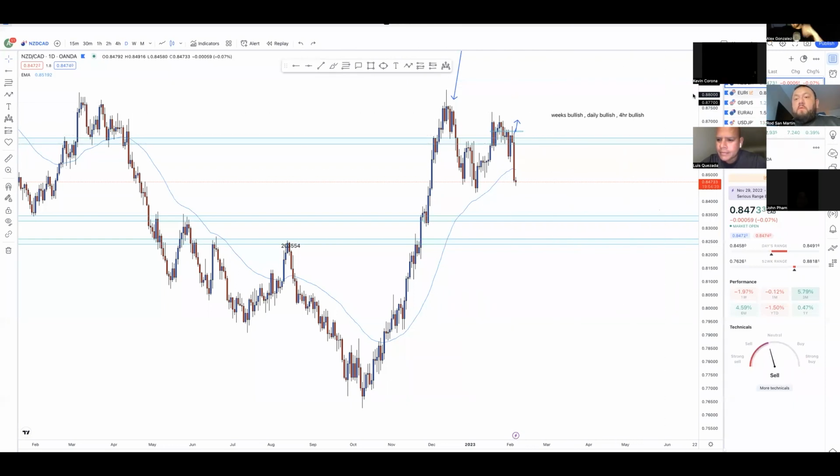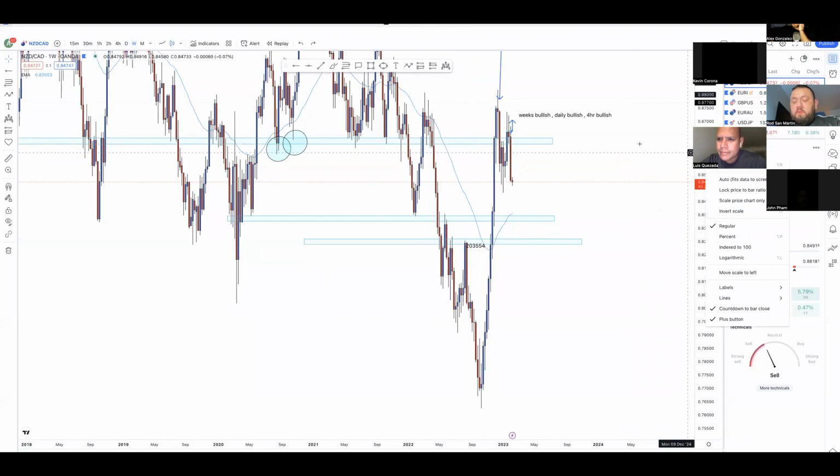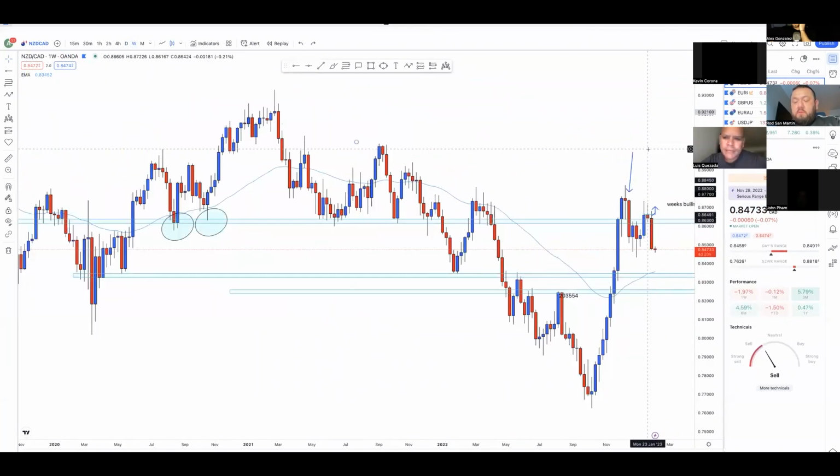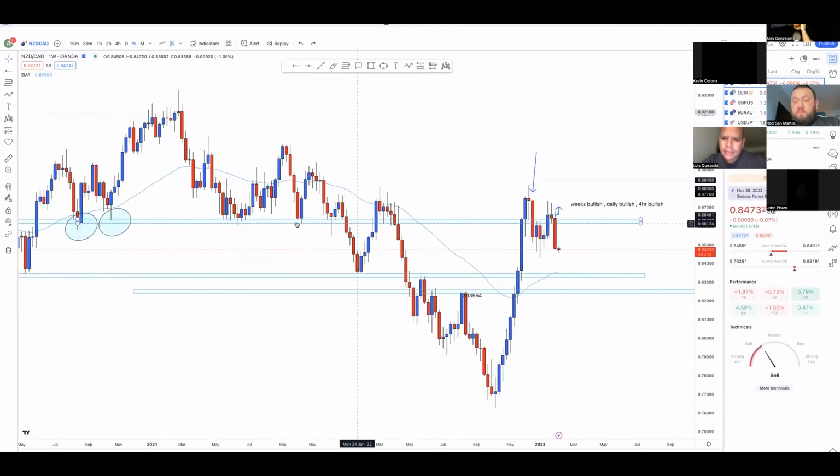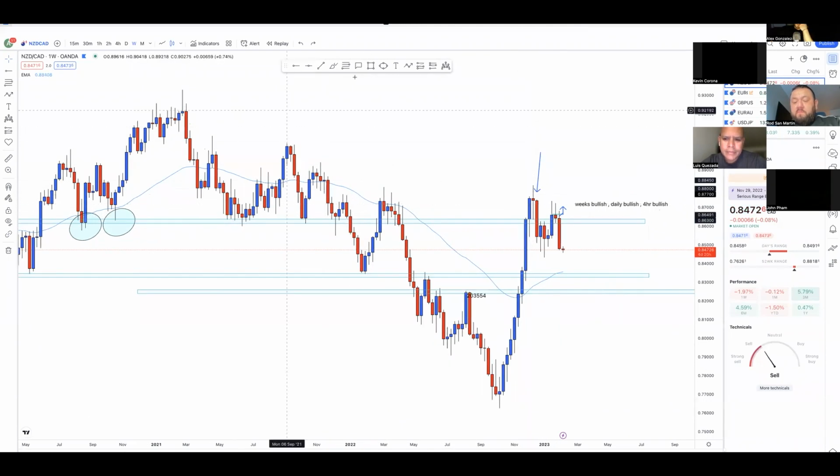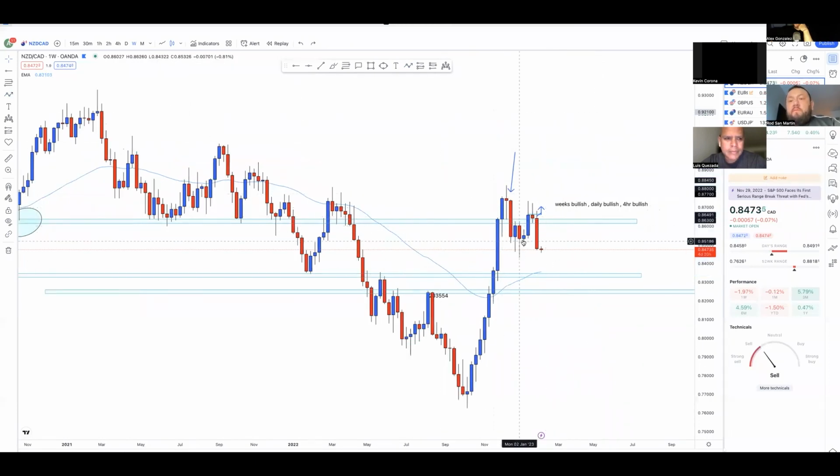All right, so let's start with pretty much where we were last week and where we're gonna head this week. So obviously last week we were above this area of interest, bullish on the weekly. If you guys remember with NZD CAD, originally we wanted a stronger pullback into this level to go long, right? But as you can tell, that didn't happen. We broke above the weekly area of interest.